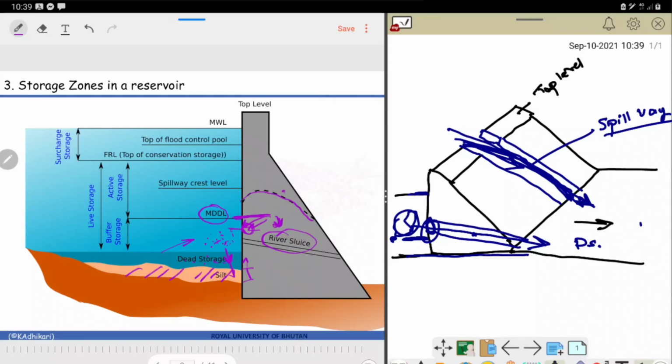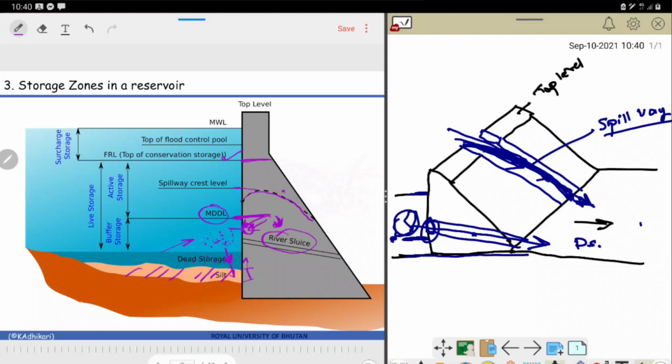Next level is the spillway. Now I said, right, a spillway is to discharge the excess water, so that crest is what we call the spillway crest level. And then comes the top of the conservation storage. Top of the conservation means this is the normal operation. On a regular or normal operation, this much water is maintained at the dam.